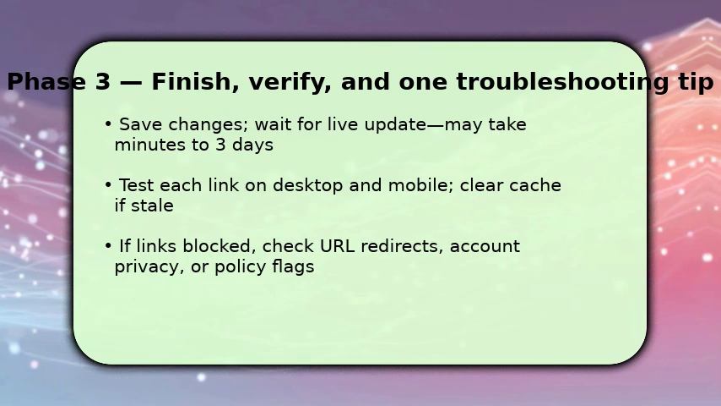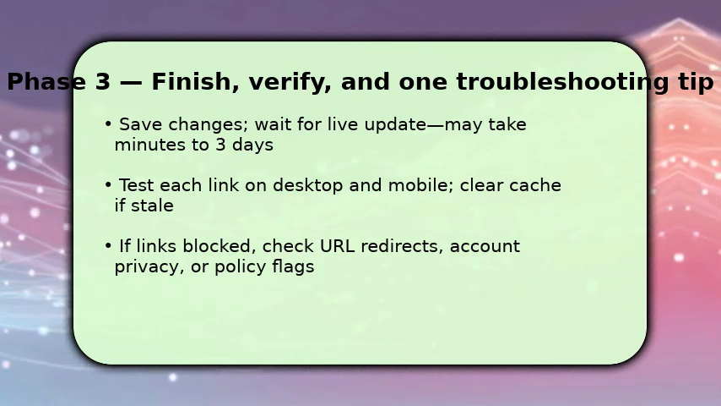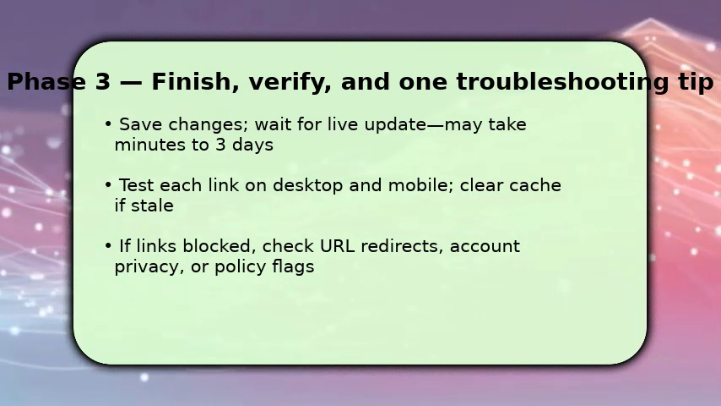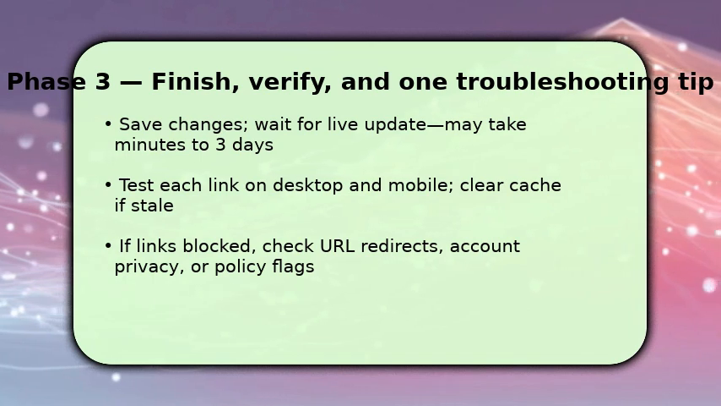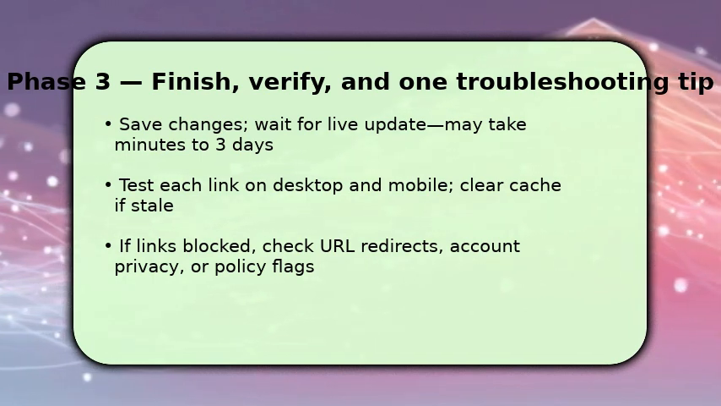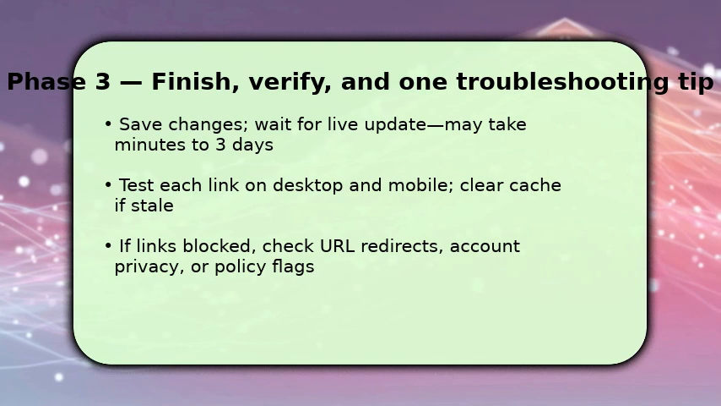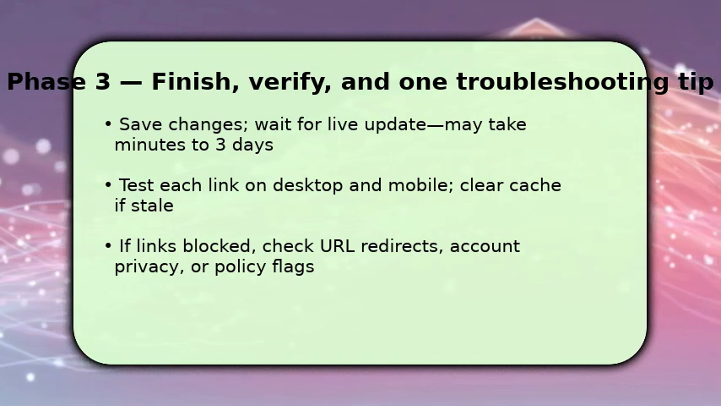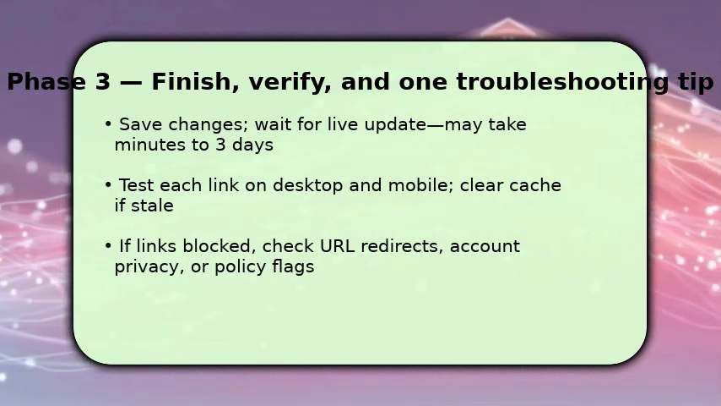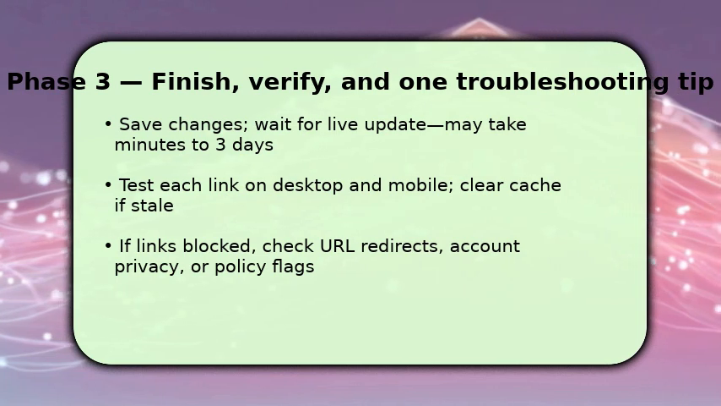Once changes propagate, test every social link on both desktop and mobile to confirm they open correctly. Clear your browser cache if you see outdated data. If a link fails, verify the URL isn't a redirect that Google blocks. Ensure the social account is public and check for policy-related flags.